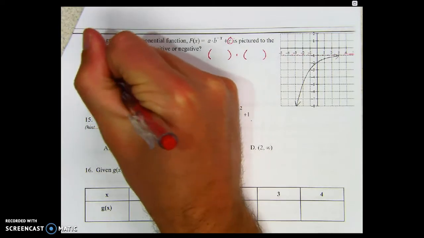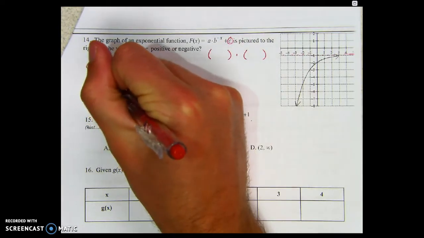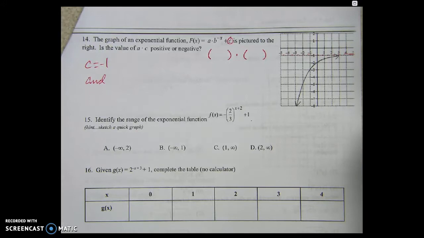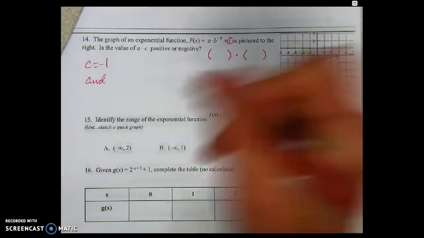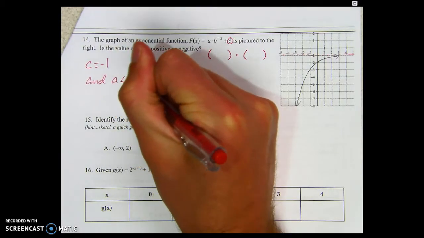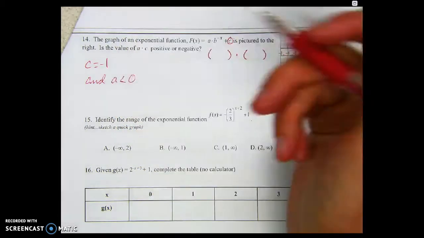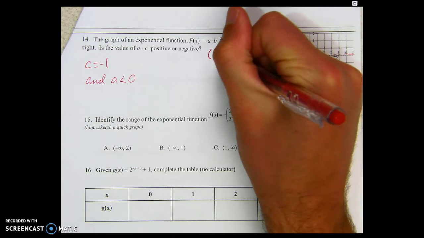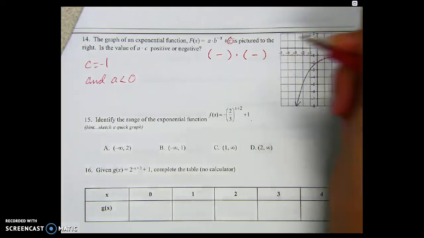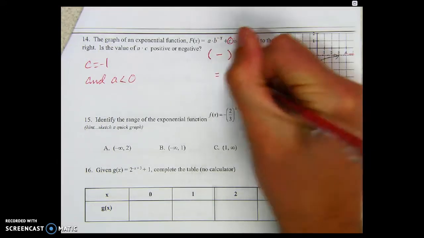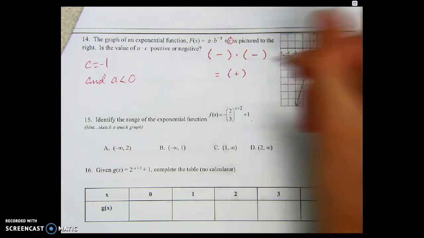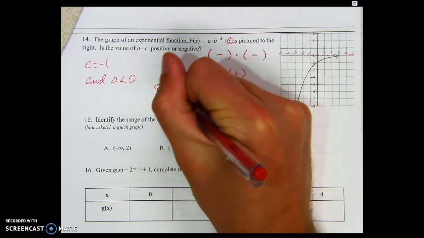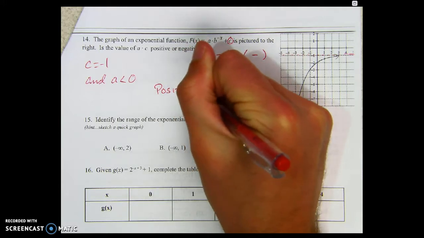So we know c equals -1, and we know a is negative because the graph is below the horizontal asymptote. So the fact that a is negative, or less than 0, and c is negative because it's -1 means that a times c is a negative times a negative, which will result in a positive. So the answer for number 14 was positive for that reason.